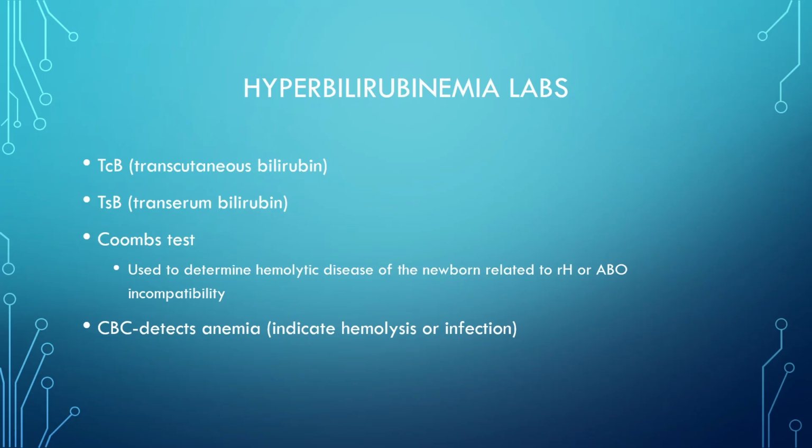Other blood tests that we can do is a Coombs test. This is used to determine if there's hemolytic disease of the newborn. So if it's related to an Rh or ABO incompatibility, they would be Coombs positive. Then we would know that they have that pathological type of jaundice. We can also do a CBC. This will detect if there's any anemia, which would indicate that there's hemolysis or infection going on.